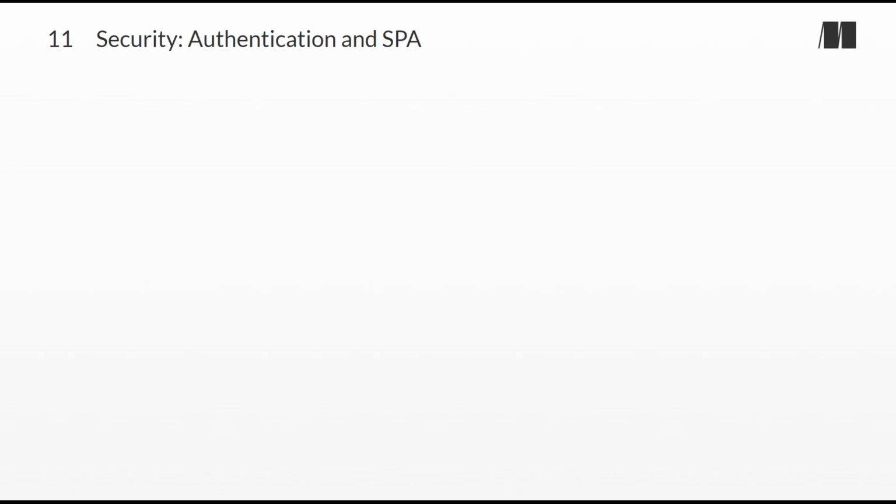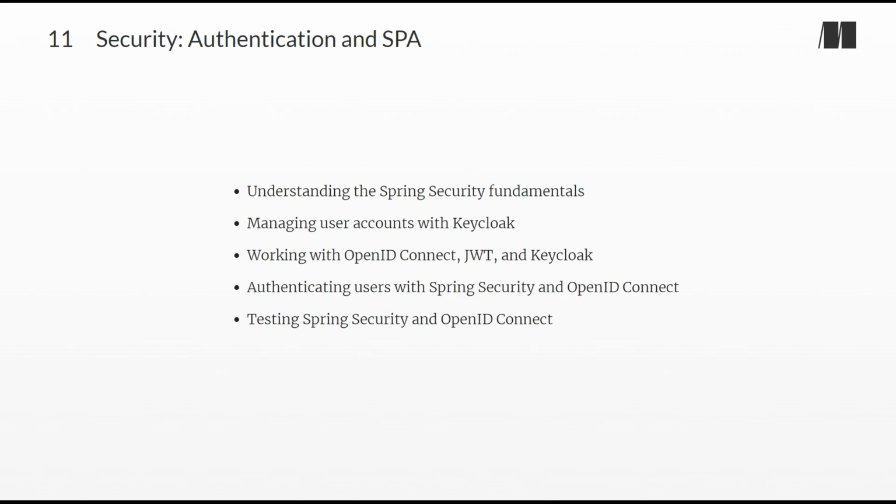Chapter 11, Security, Authentication, and SPA. This chapter covers understanding the Spring Security fundamentals, managing user accounts with Keycloak, working with OpenID Connect, JWT, and Keycloak, authenticating users with Spring Security and OpenID Connect, testing Spring Security and OpenID Connect.